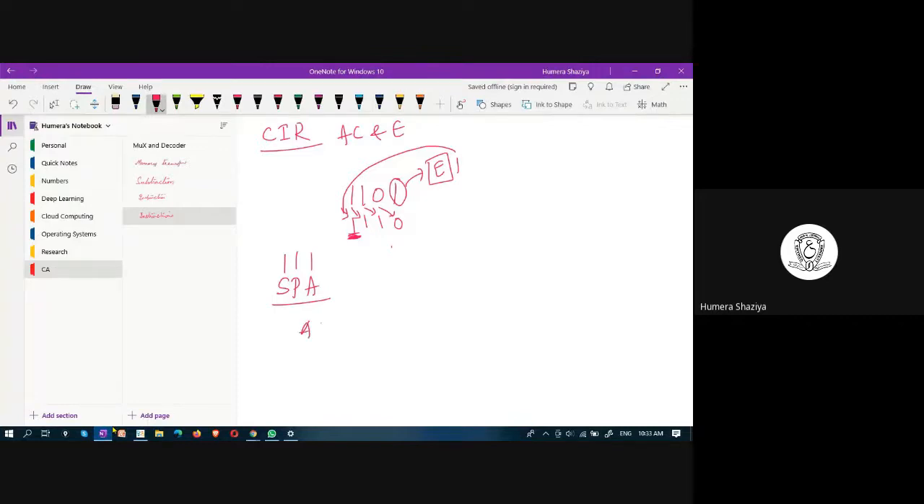The actual size of AC is 16 bits. To simplify things for our convenience, we are taking only 4 bits. Then this bit would represent the sign of the number. This is the magnitude, meaning the actual number, and this is the sign bit.